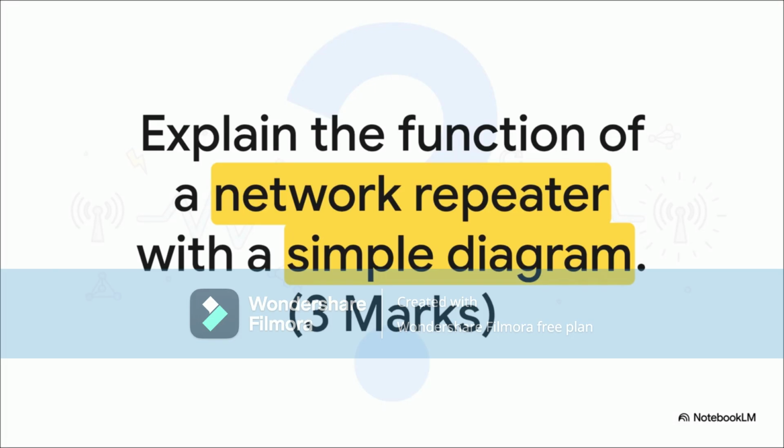So to wrap this all up, here's a classic exam question you might see. To get all 3 marks, you just draw that simple diagram we looked at, a weak signal coming in, a box in the middle labeled repeater, and a strong signal going out. The crucial detail? Inside that box, you write the word regeneration, and that is how a network repeater works.